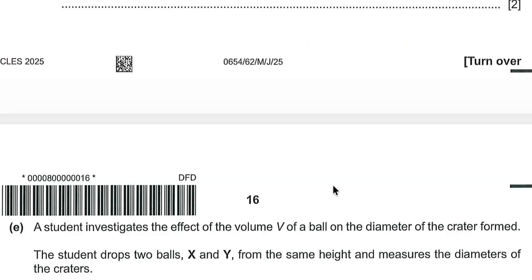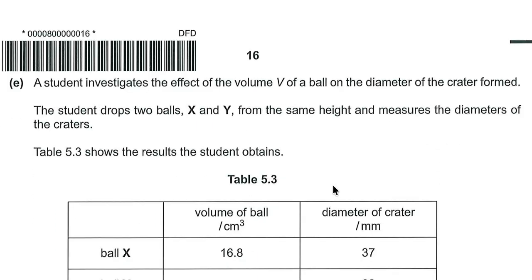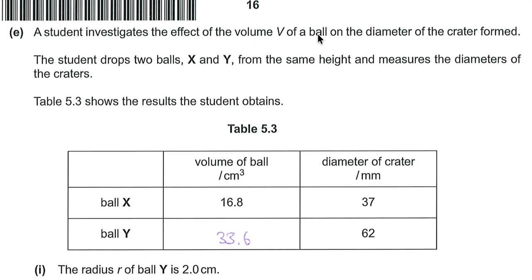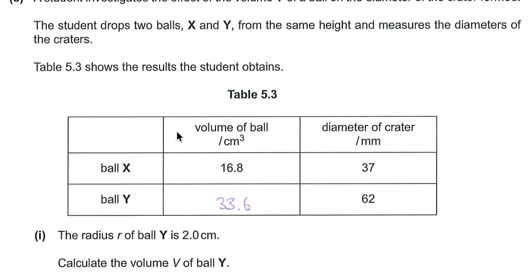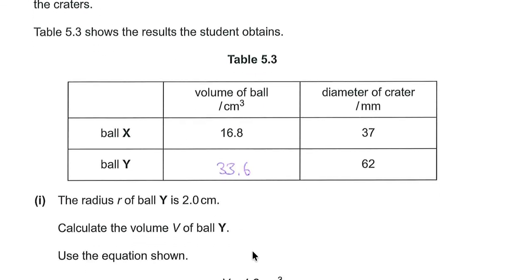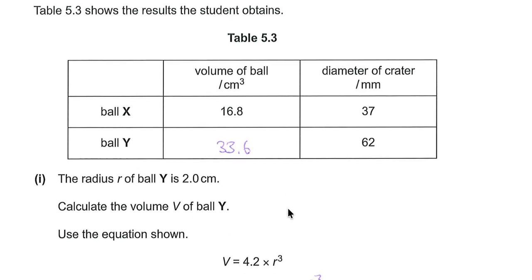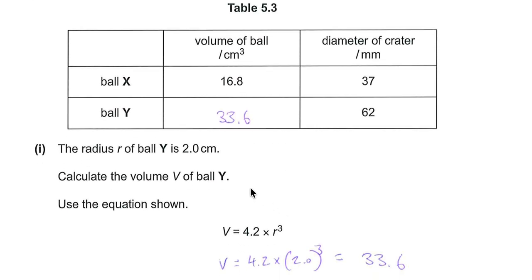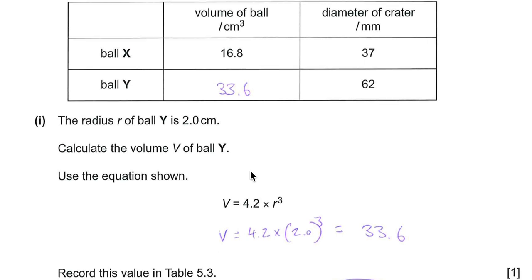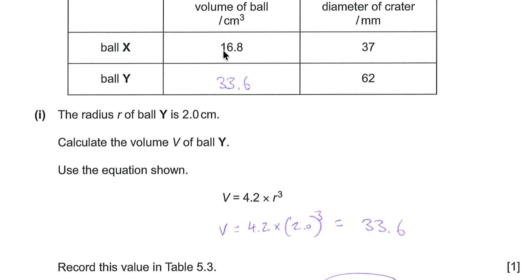Okay, last one. The student investigates the effect of volume V on the diameter of the crater formed. It then asks us, you're given the radius and you're asked to calculate the volume of the ball. You're given an equation. We're told the radius, we're given the volume, 4.2 times r cubed, which gives you 33.6, and we're going to put that one in here. All pretty nice so far. Noticing we're going to give to 1 decimal place, where this one's also given to 1 decimal place.